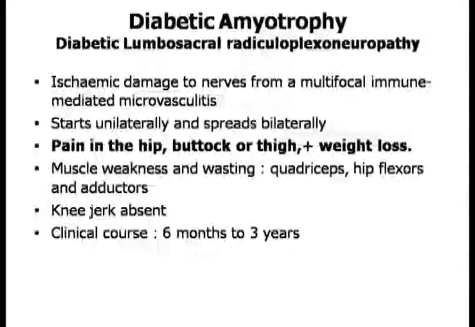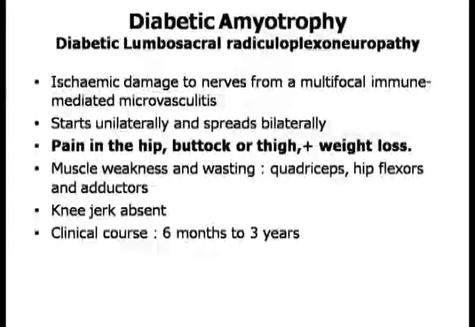Next comes a condition called diabetic amyotrophy, which is now called diabetic lumbosacral radiculoplexoneuropathy, because you have ischemic damage to nerves from multifocal immune-mediated microvasculitis. So it usually starts unilaterally, spreads bilaterally, and one of the cardinal points is that you tend to have pain in the hip, buttock, and thigh with weight loss. So it's sometimes called a diabetic cachexia, cachexic neuropathy, and things like that.